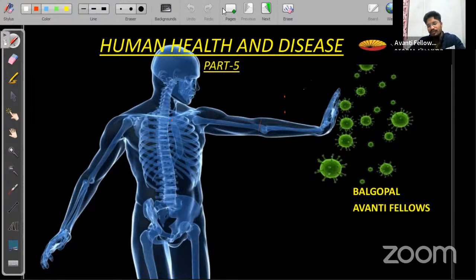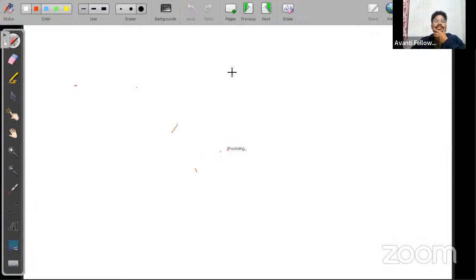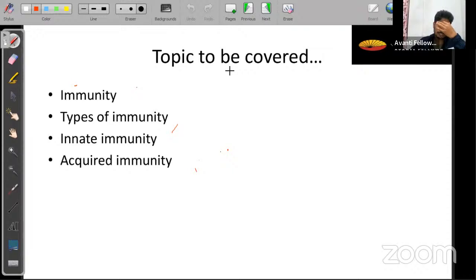I'm moving to the next slide now without wasting time. What we are going to do in today's class is given here. We'll be completing the immunity part. Types of immunity are done. Innate immunity will also be done today, only a few portions are left. Then we'll directly go to the acquired immunity, where we'll be talking about cell mediated and humoral mediated immunity today.